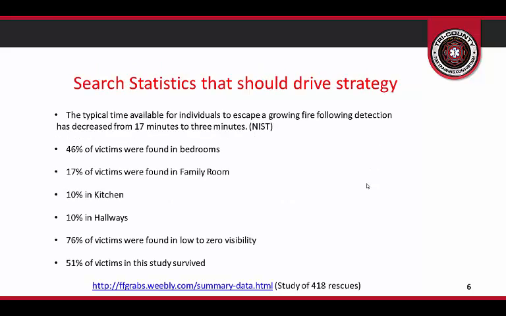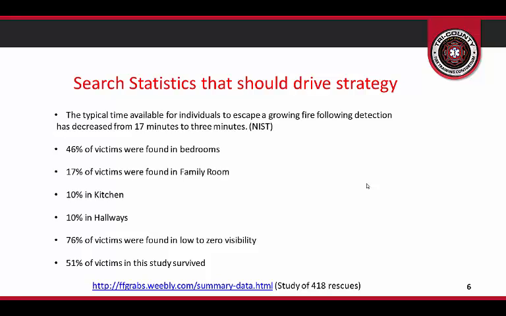So, some statistics that should be driving our strategy. The typical time available for individuals to escape a growing fire following detection has decreased from 17 to 3 minutes, and that's a NIST study. So are more people becoming trapped? Absolutely.